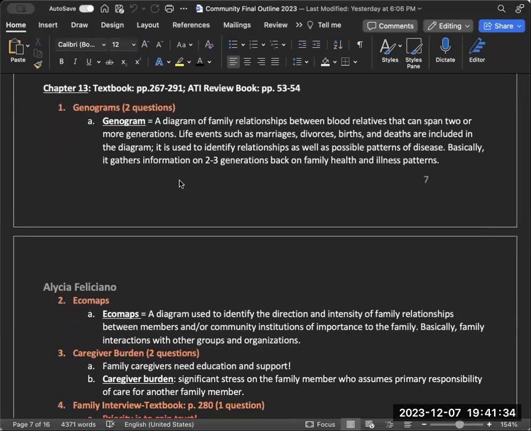So the next thing we have is a genogram. Does anybody know what a genogram is?